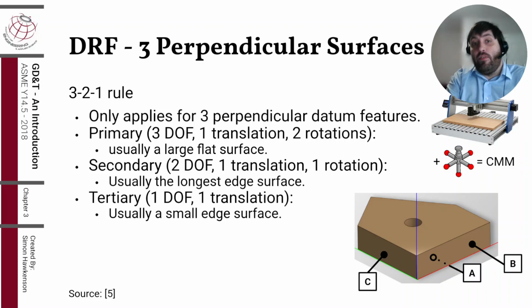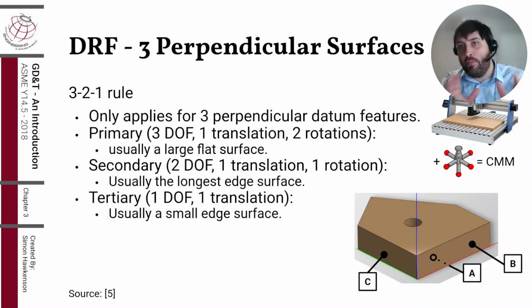The secondary surface is usually the second largest perpendicular surface, and that constrains 2 degrees of freedom. The last surface is perpendicular to both, and that constrains 1 degree of freedom. So that's why it's called the 3-2-1 rule. Because you constrain 3, and then 2, and then 1 with the 3 perpendicular surfaces.